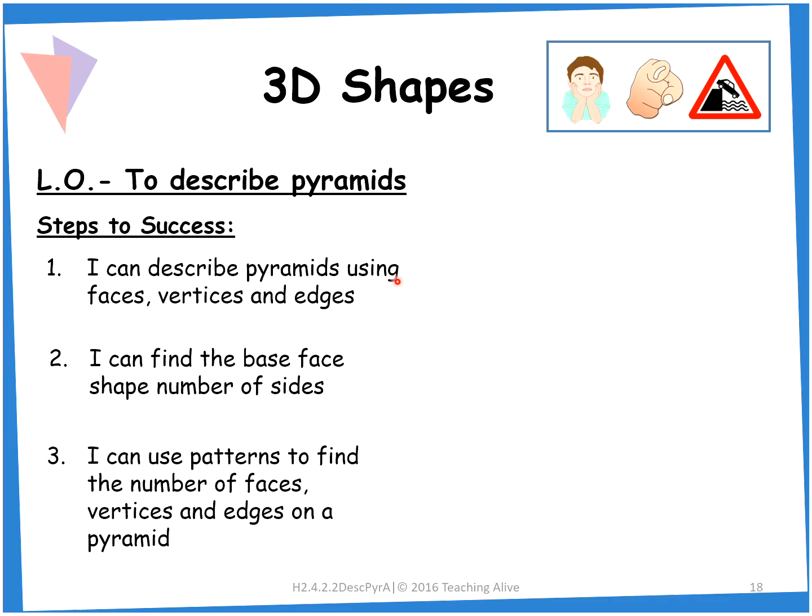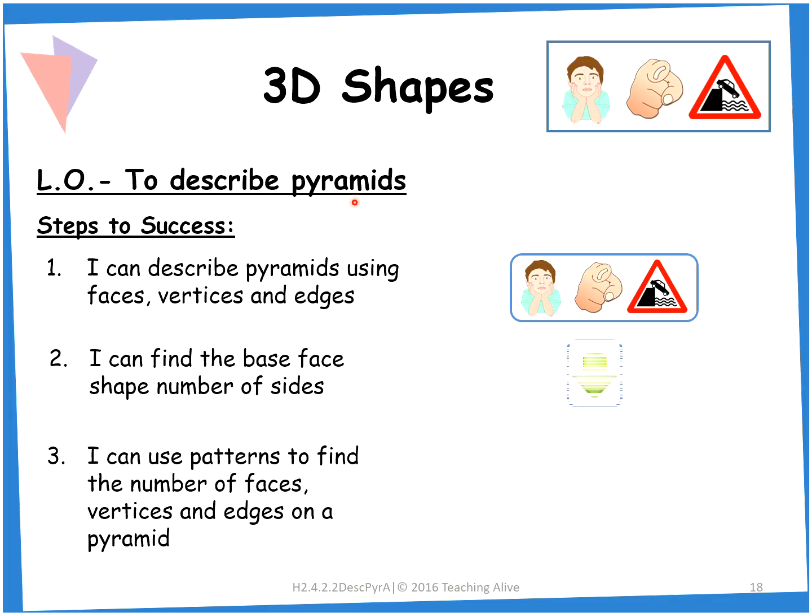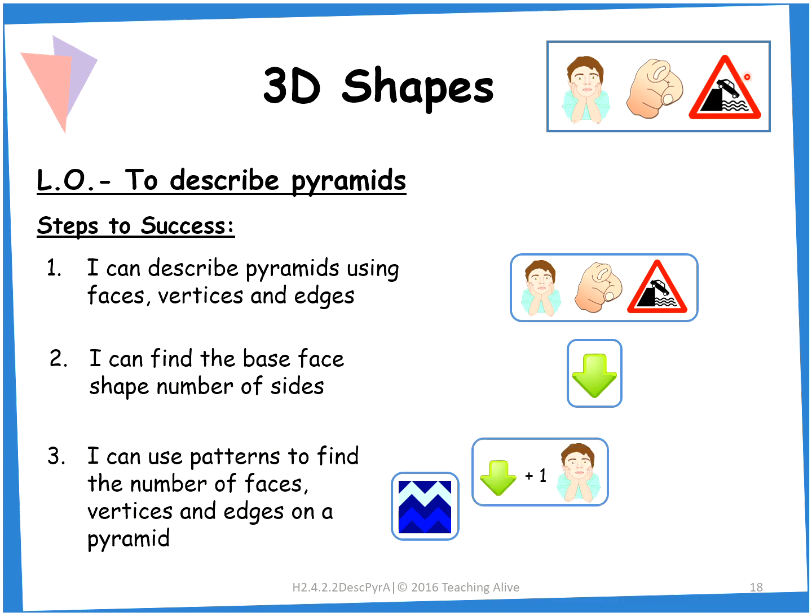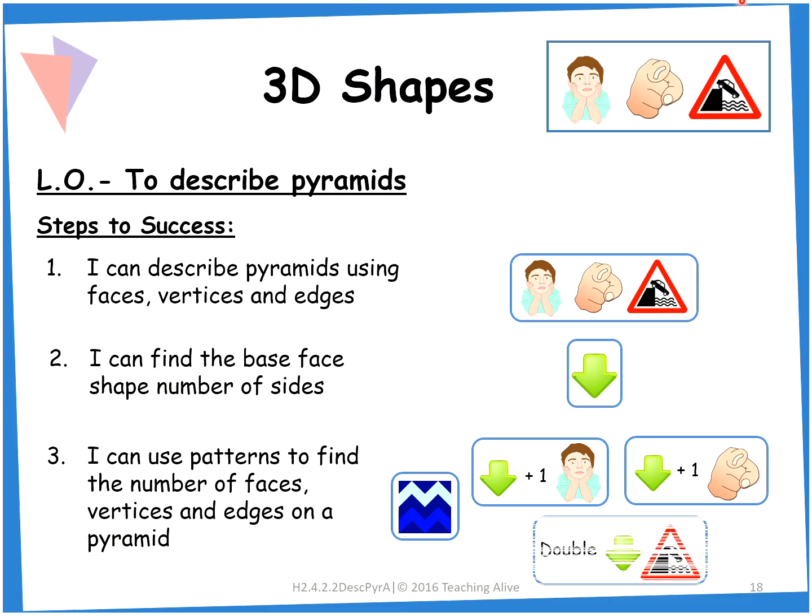Let's review our objective to describe pyramids and our steps to success. You can hopefully now say: number 1, I can describe pyramids using faces, vertices and edges. And number 2, I can find the base face shape number of sides. And number 3, I can use patterns to find the number of faces and vertices by adding 1 in both cases to the base face shape number of sides, and also find the number of edges by doubling the base face shape number of sides.